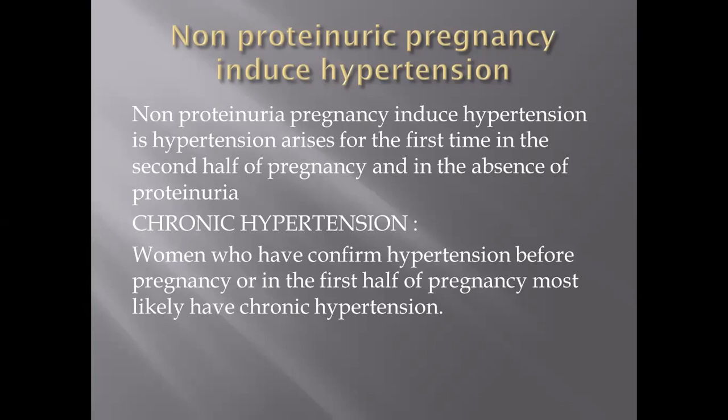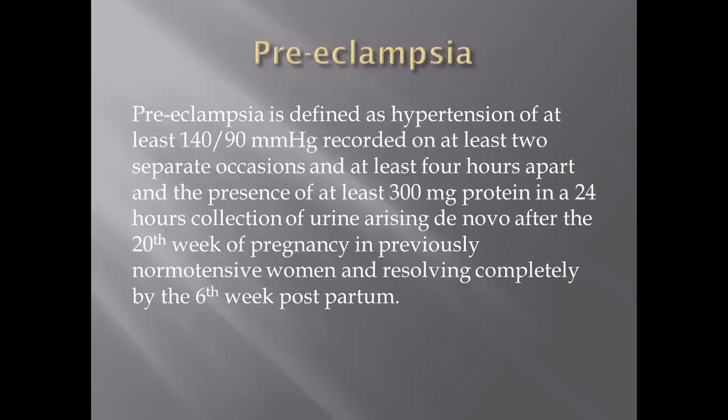Second is chronic hypertension. Women who have confirmed hypertension before pregnancy or in the first half of pregnancy most likely have chronic hypertension. For example, if a patient comes in the first trimester or at booking and you check her blood pressure and it is raised, but the patient doesn't know about it, it means that she has chronic hypertension. Or a patient is known to have hypertension before pregnancy and she enters into pregnancy, then that is called chronic hypertension.